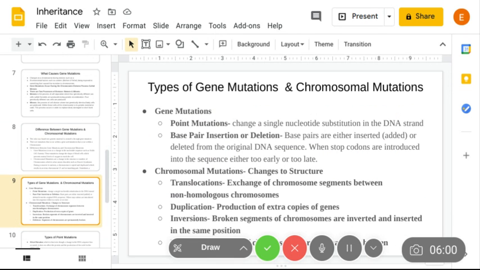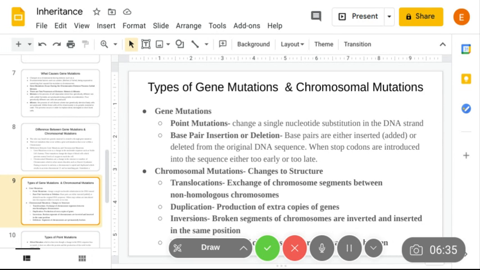Gene mutations can come in the forms of point mutations, which is a change in a single nucleotide, a substitution in the DNA strand. Base pair insertion or deletion are where base pairs are either inserted, which is added, or deleted from the original DNA sequence. Stop codons may also be introduced into the sequence either too early or too late. That's what causes a gene mutation.